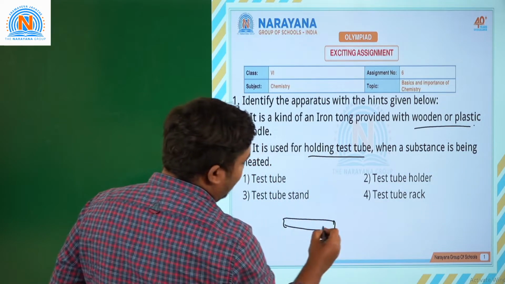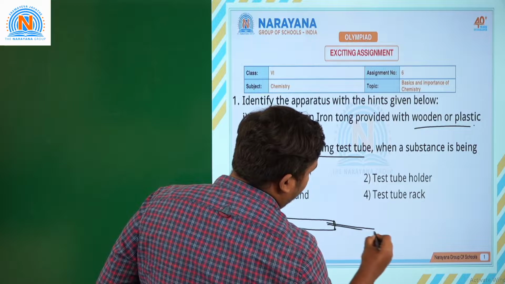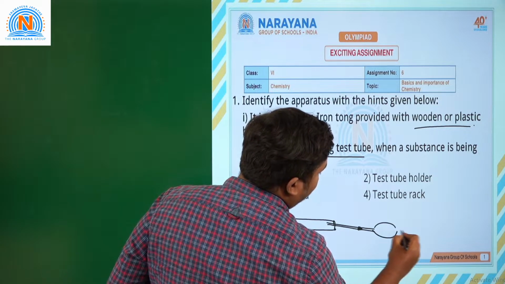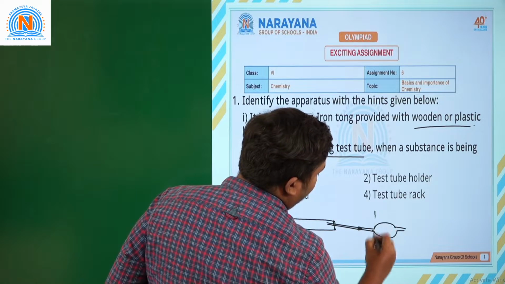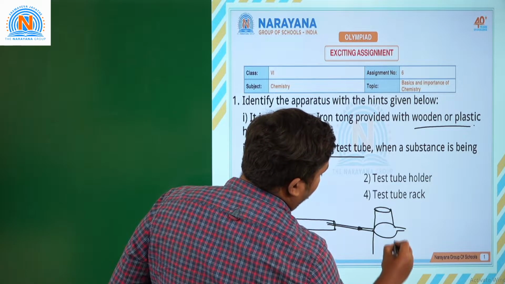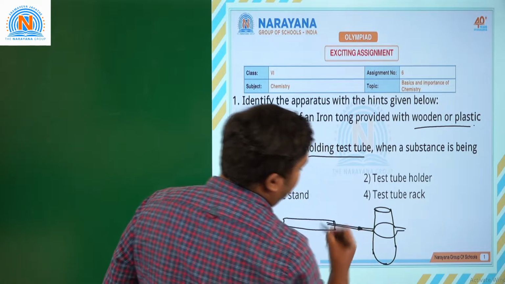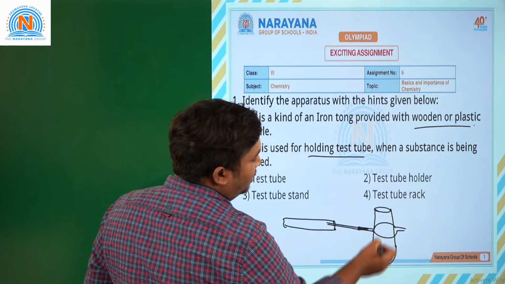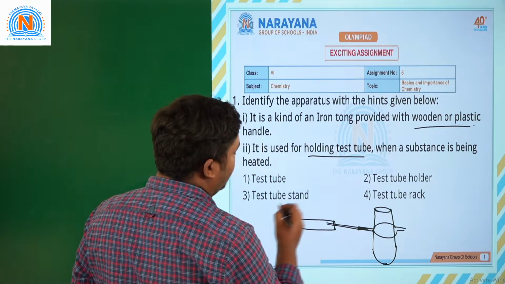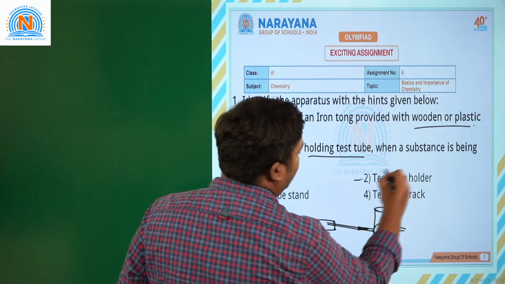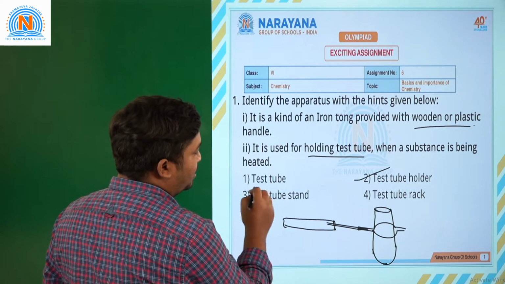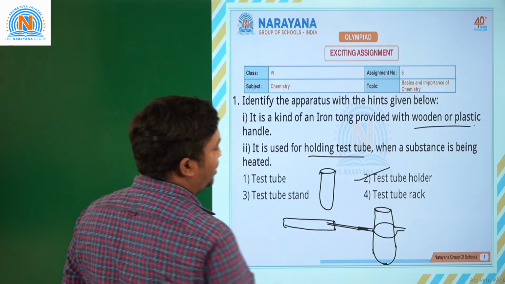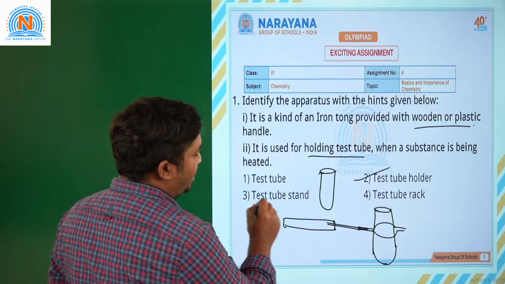So this is the handle, and it has a clip-like structure to lock it, and the ends are spherical like this. In this area you can hold a test tube. If you move the clip forward, this can hold the test tube. Okay, so this is a test tube holder. If you ask me the test tube structure, it is a cylindrical U-shaped tube like this.